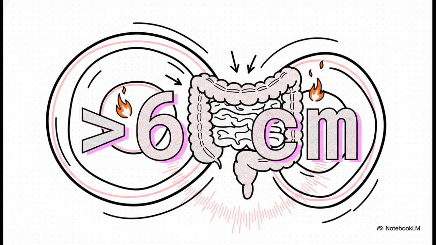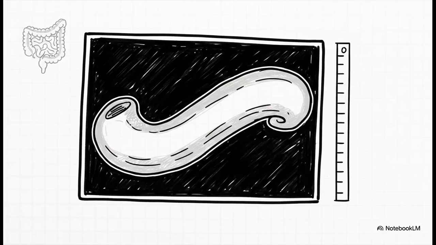The absolute cornerstone of the radiographic diagnosis is a colonic diameter greater than 6 centimeters. It's usually the transverse colon. 6 centimeters. Burn that number into your brain. So when you're looking at that plain abdominal film, you're hunting for that dilation, again, over 6 centimeters.